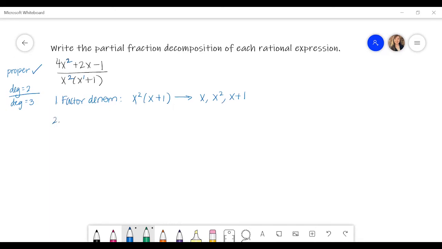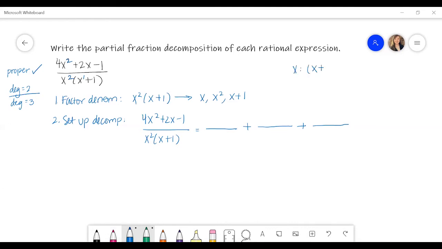So when we set up our decomposition, we've got 4x squared plus 2x minus 1, divided by x squared times x plus 1. We get 1, 2, and 3 fractions. And again, just to emphasize, when we have x, what we're talking about is the factor x plus 0. And when we have x squared, it's also a linear factor, x plus 0 squared. These are both linear, okay?